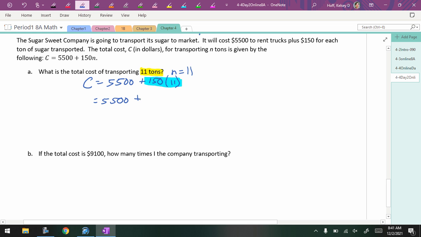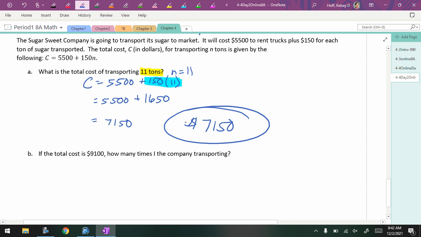Hold on. Did you get an extra 0 in there? Ooh, you put 11 in the wrong spot. 11 goes with your 150. So when you take 150 times 11, I think you got 1,650. Yes? And then you should have added those together and you get 7,150? And what label goes on that? Dollars. $7,150.